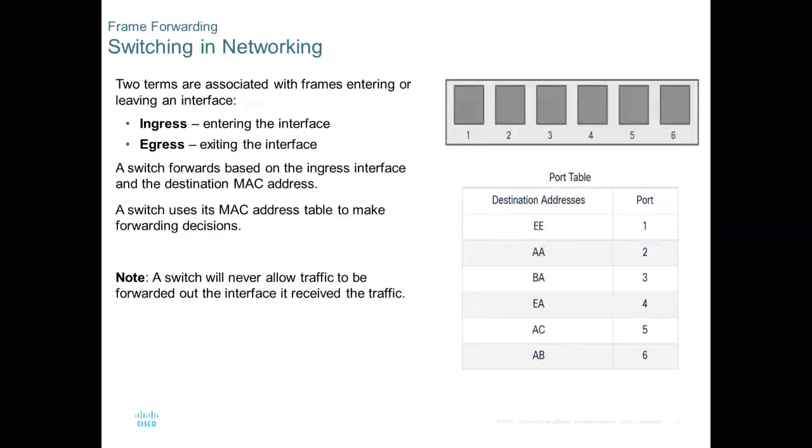So, for simplicity, we'll say the frame came in at port one, source was EE, so it knows that the address EE is now associated with port one. And if we're going to destination AC, look up the table, we send it out port five. Now computer two sends in a frame. It's from AA coming in at port two, and it's going to DE. I don't have a DE in my table, so I send it out every port except for port two, which it came in on.